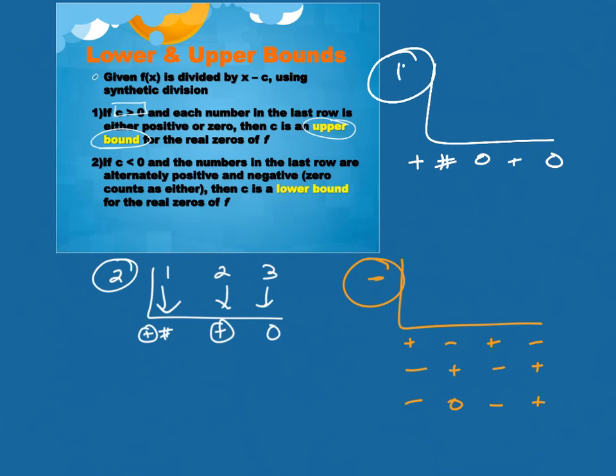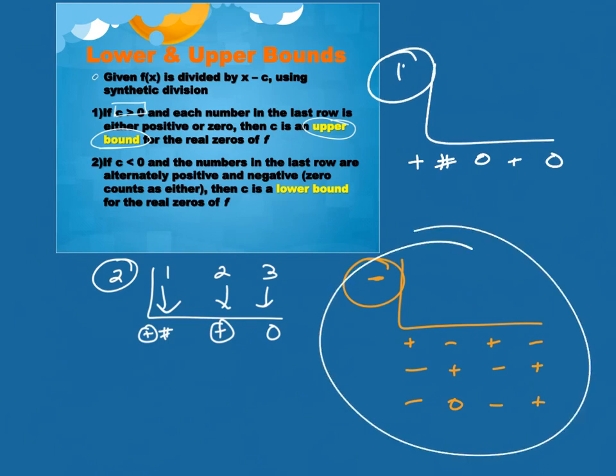If I put a negative on the outside, like a -1, and my answers are alternating on the bottom, then I know that that's the lower bound. I'm not going to try anything smaller than it. So again, I'm not going to test you. It's not going to ask you for lower bound, upper bound. It's just used to help you narrow down your bank.